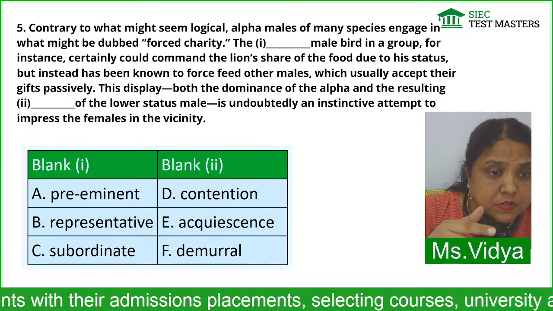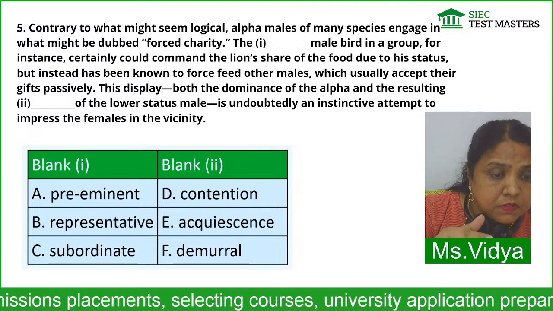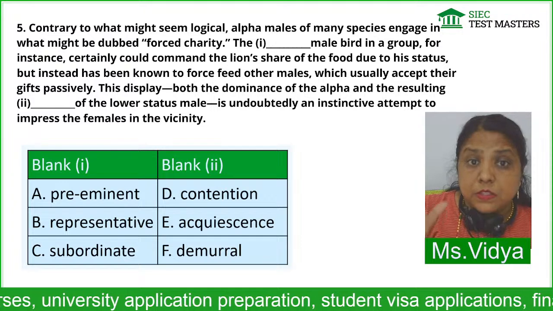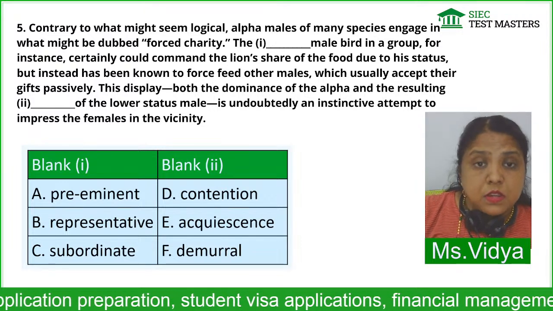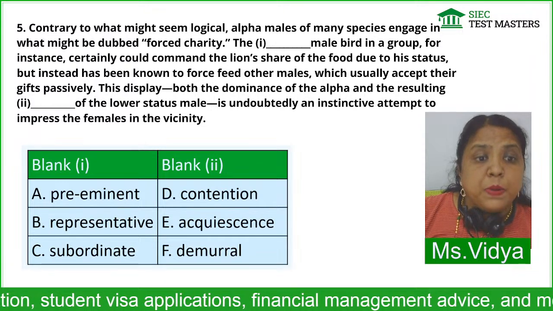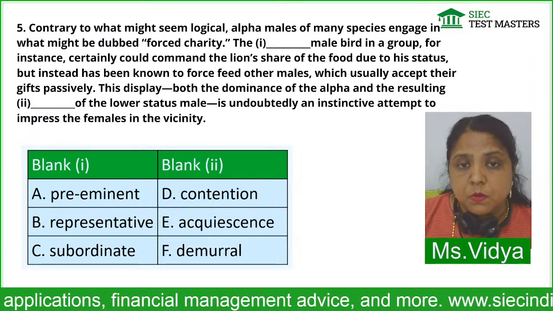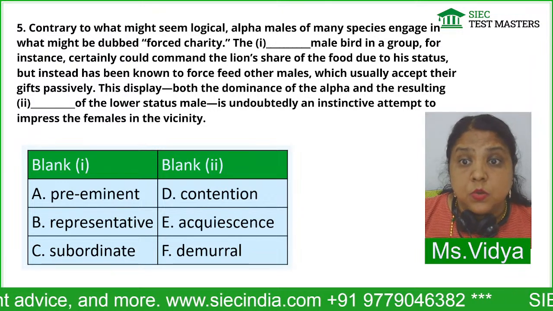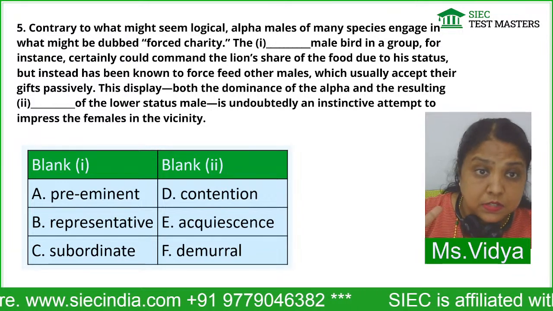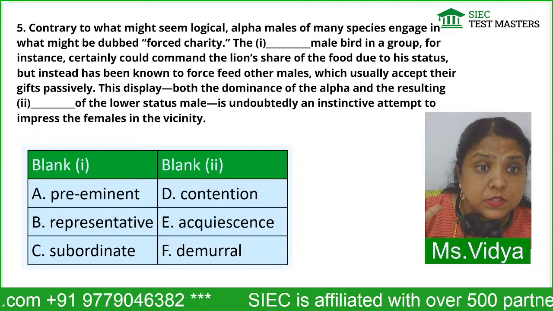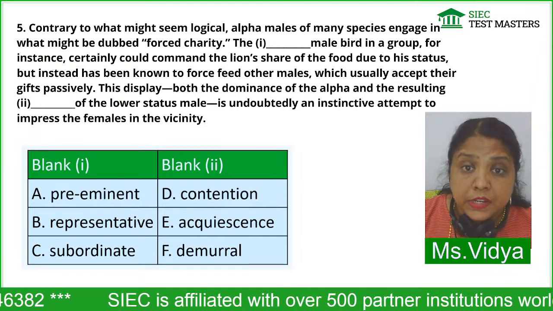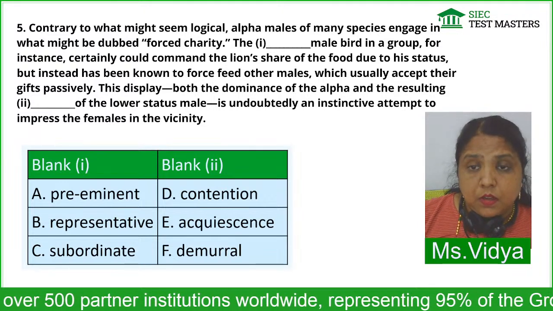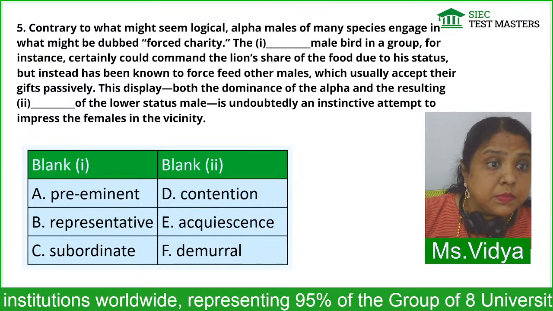Now let me look at the options. Preeminent, representative, subordinate. Subordinate is not right, because it is a dominant male bird, because it could command the lion's share. So preeminent serves this purpose. So preeminent is correct because it could command the lion's share due to its status, but it doesn't command. What does it do then? But instead has been known to force feed other males. It feeds other males instead of taking all the food, which usually these males accept their gifts passively.